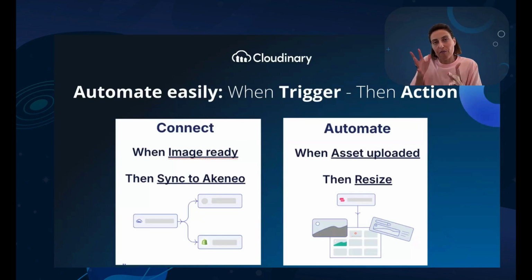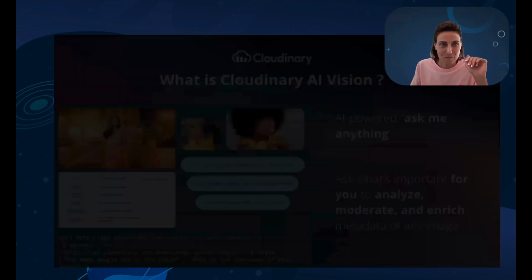The core of MediaFlows is all about triggers and actions. When a trigger occurs, an action happens. You can set a trigger to say when the image is ready, meaning when structured metadata is updated or a tag is added, for example, then perform the action. When an asset is uploaded, then the action will be, please resize it. Very simple examples, but this is how it works.